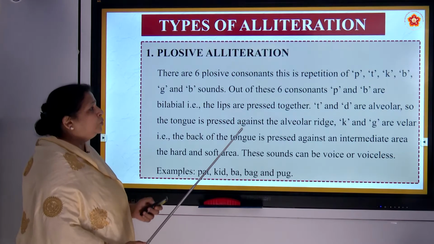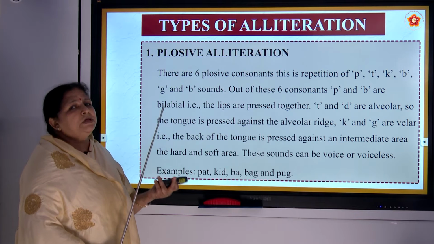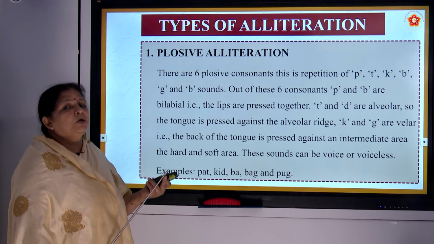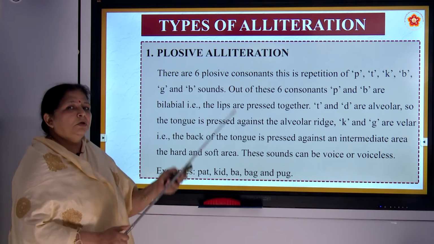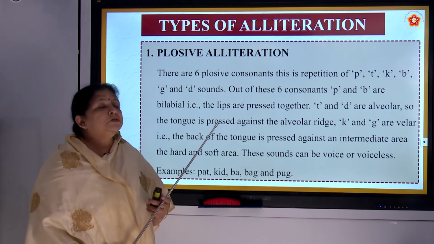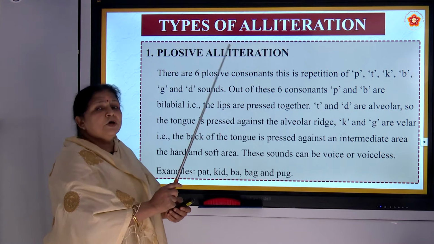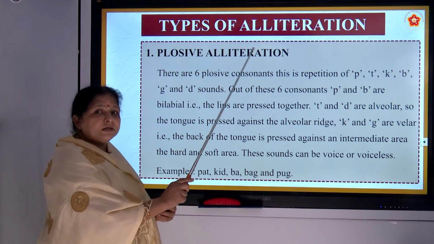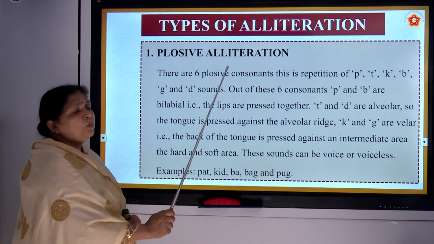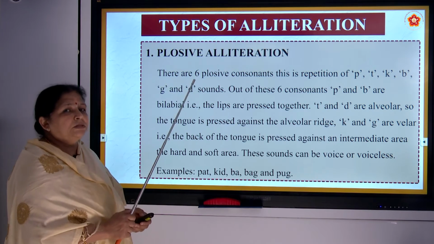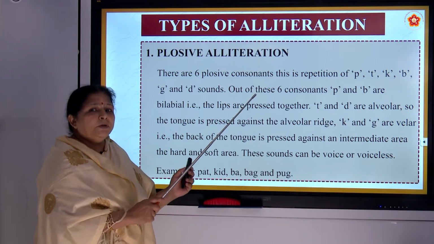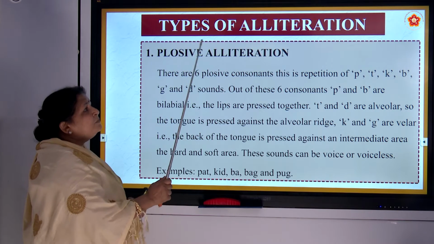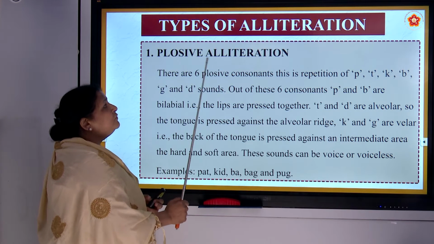Now this is part 2. Those who have not seen part 1, I request you to go and see it. Write down the notes also, because it is very important to know the second part of the program. Unless you know the meaning of alliteration, you will not understand what we are talking about in this class. Then you will understand properly. So now, types of alliteration: plosive alliteration.